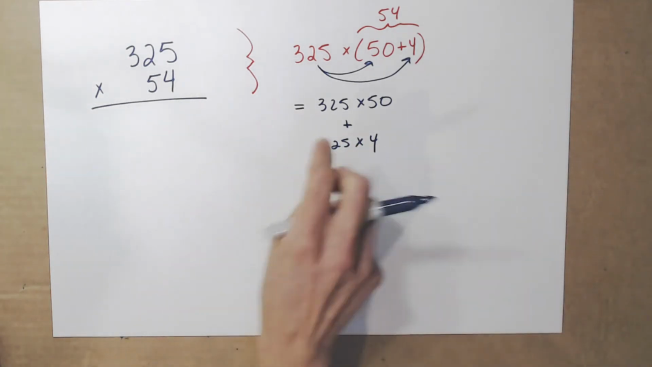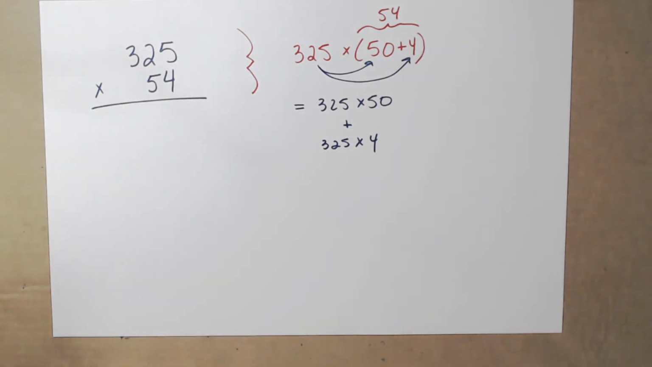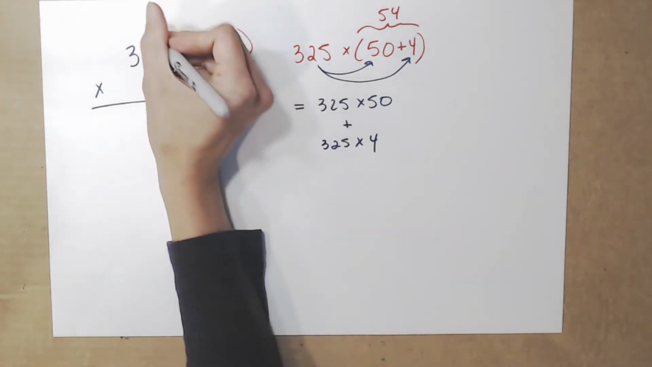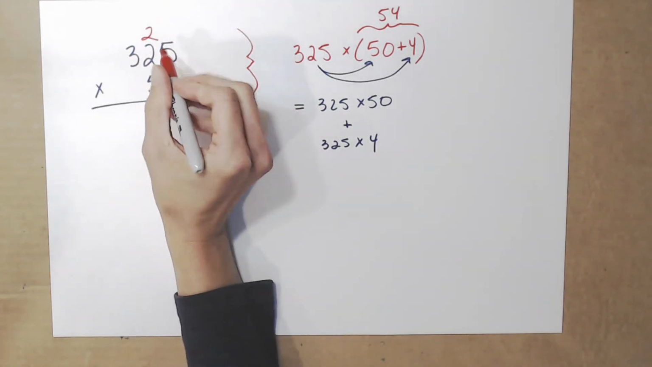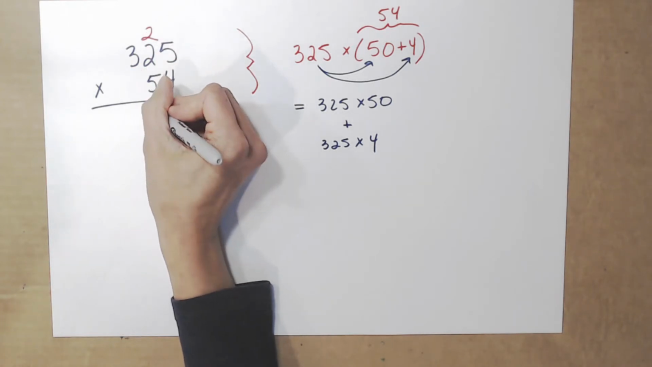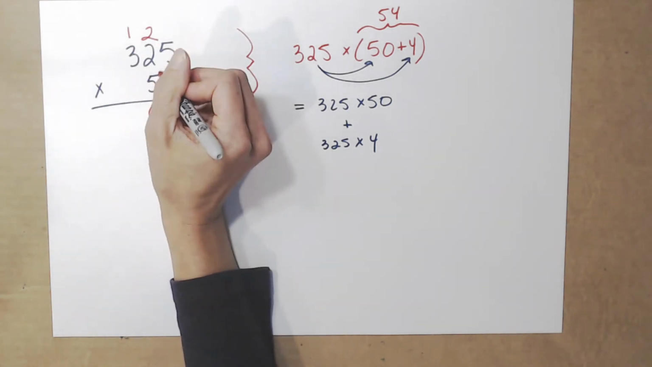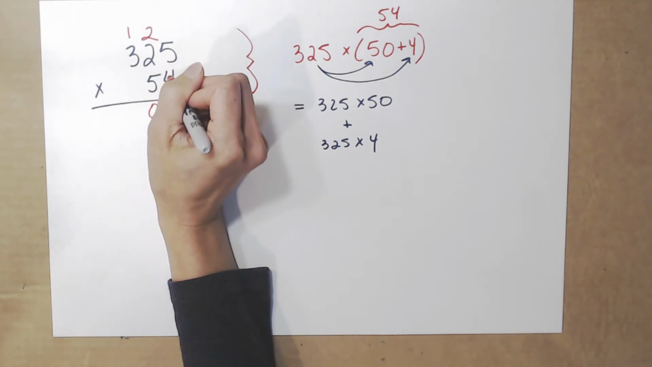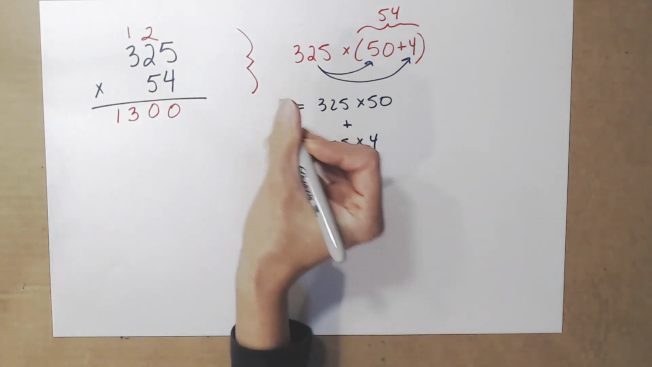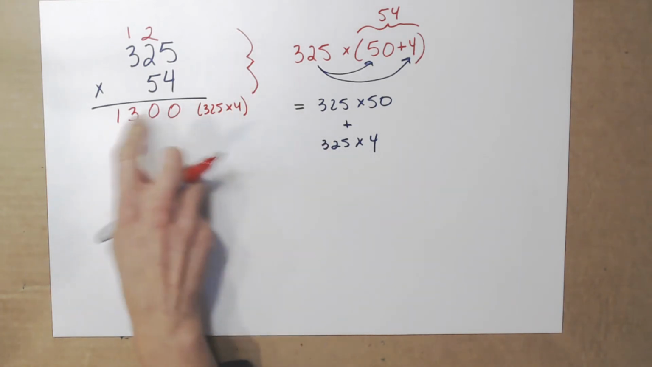So over here we're going to do these two steps. So first we're going to do 325 times the 4. So we say 5 ones times 4 is 20 ones, so that's 0 ones and 2 tens. Put the extra 2 tens over the tens. 2 tens times 4 is 8, plus 2 more tens is 10 tens, which is 100. Now the 300 times 4 is 1200, plus 1 is 1300. So right there is the 325 times the 4. That's what this line is.